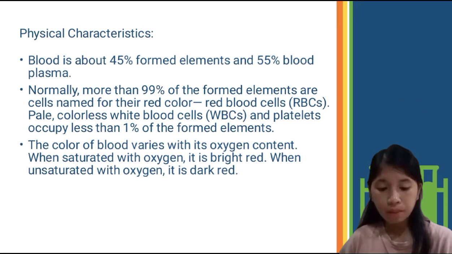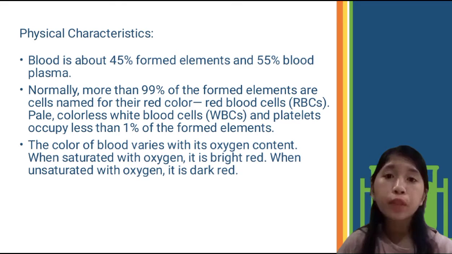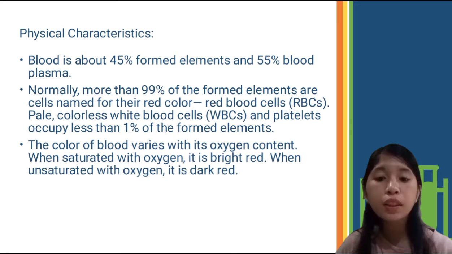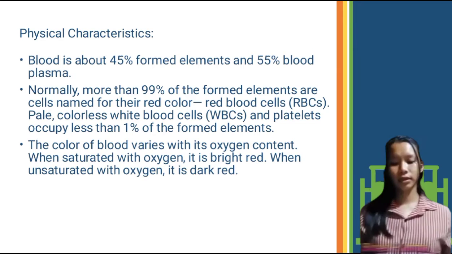The temperature of blood reaches 38 degrees Celsius, and it is slightly alkaline, with a pH ranging from 7.35 to 7.45. The color of blood varies with its oxygen content. If saturated with oxygen, it is bright red. If unsaturated, it is dark red.